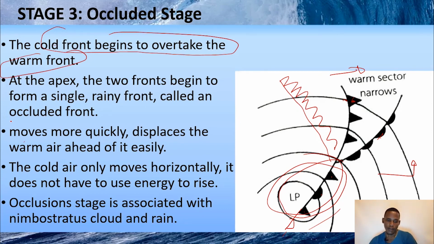Right, I've already explained this term, that the cold air, I forgot to put cold here, sorry. It's supposed to say cold air moves more quickly, displacing the warm air ahead of it, because the more it moves forward, it displaces this air which is warm. Now the cold air only moves horizontally, it does not have to use energy to rise. I explained that part. The occlusion stage is associated with nimbostratus clouds, which are going to cause our rainfalls.